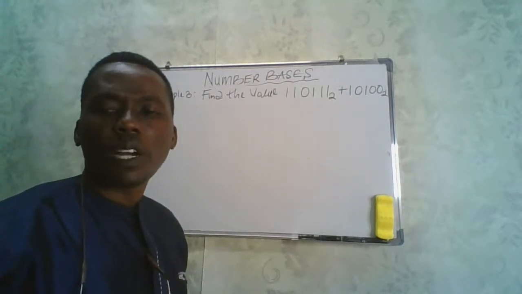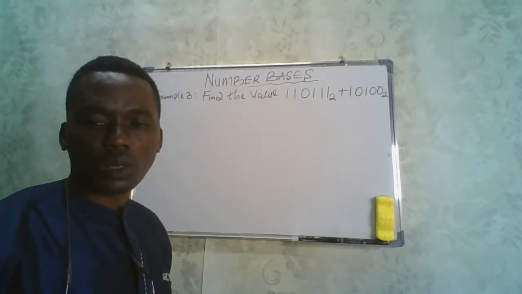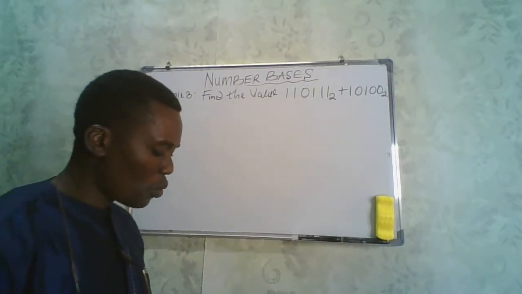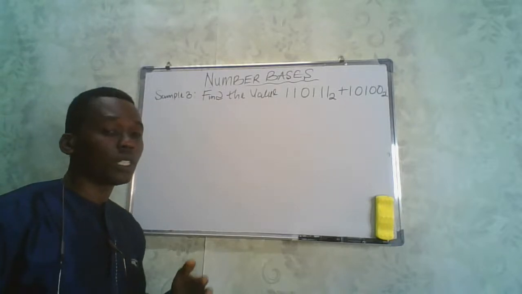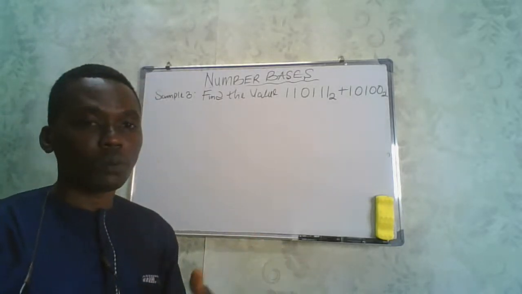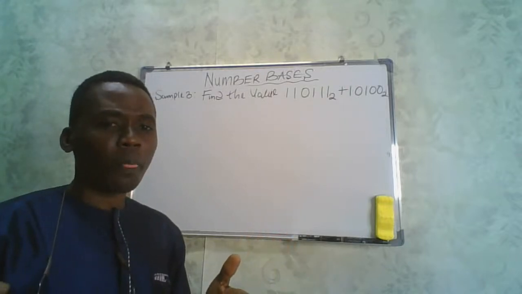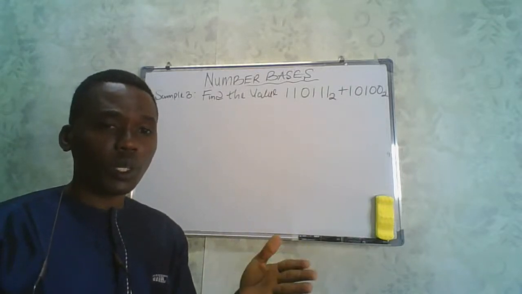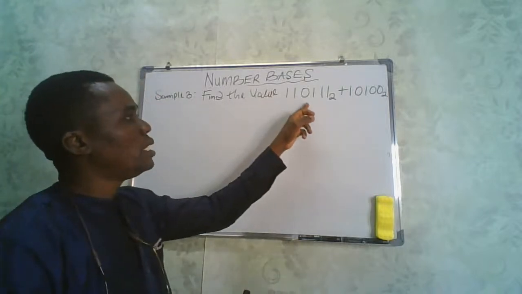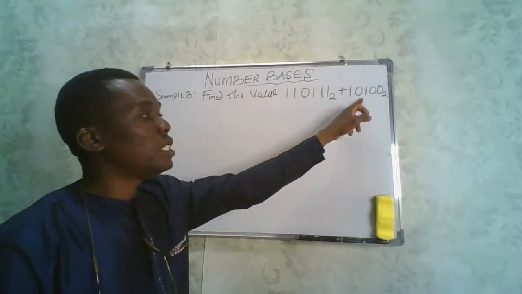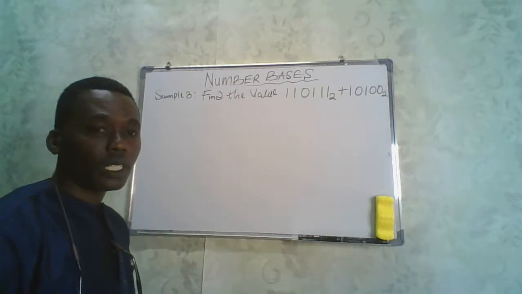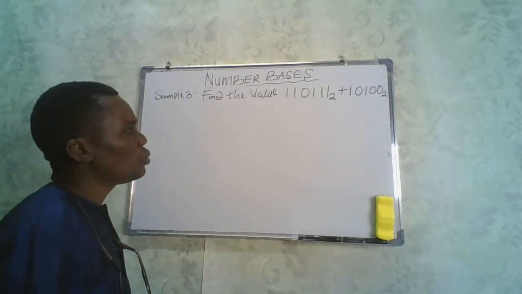Now, how do we find the solution to this question? Remember keynote 1. Keynote 1 has to do with the basic operations: addition, subtraction, multiplication, and division. Now, how do we go about doing this? We're asked to find the value of these in base 2 plus these in base 2. And remember, this is sample 3. Now, how do we do this?